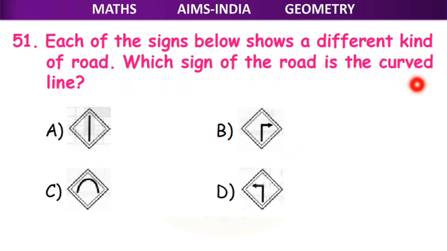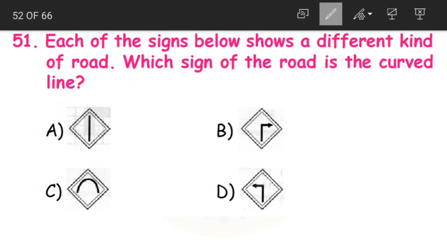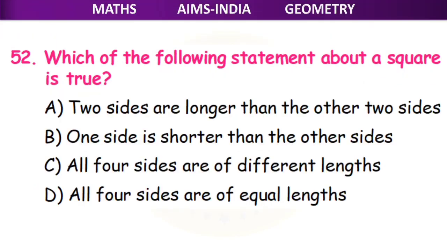Now which sign of the road is a curved line? So look for a curved line here. Which is a curved line? Option C is a curved line. Yes. So option C becomes our correct answer.